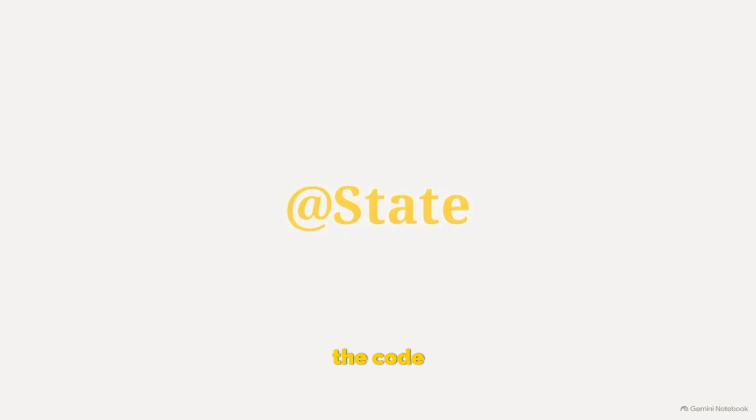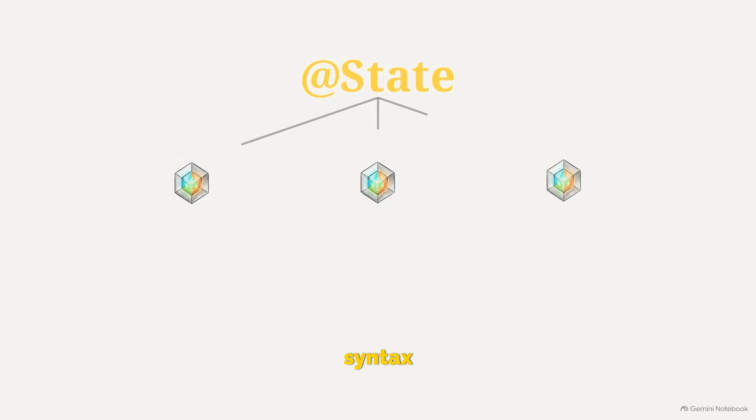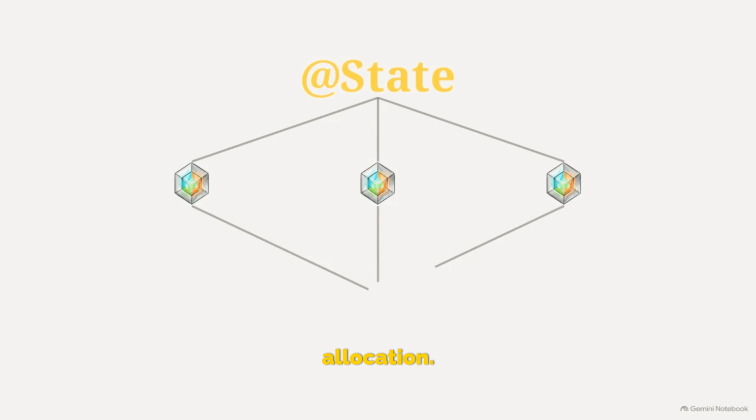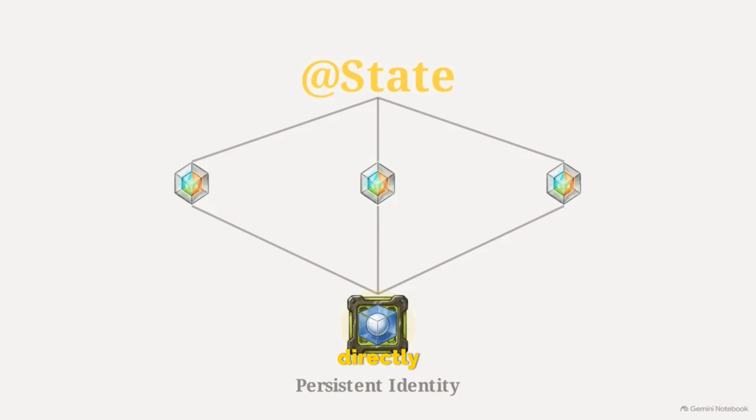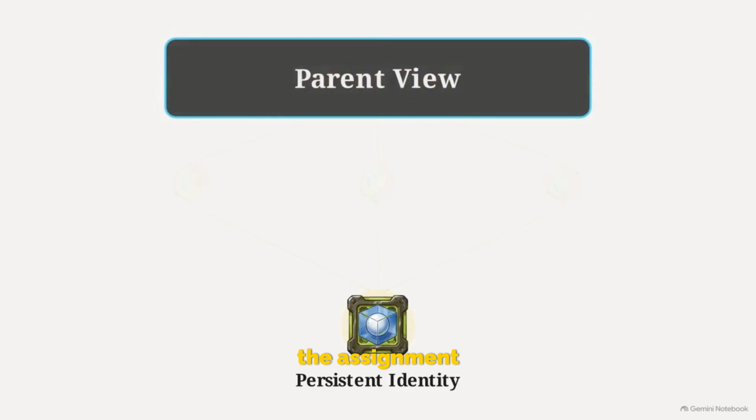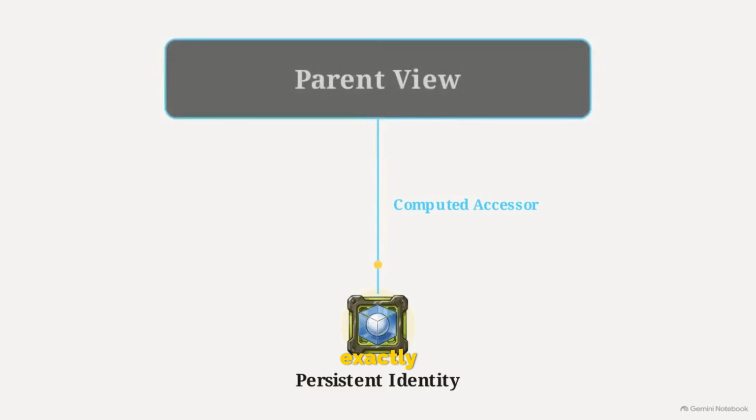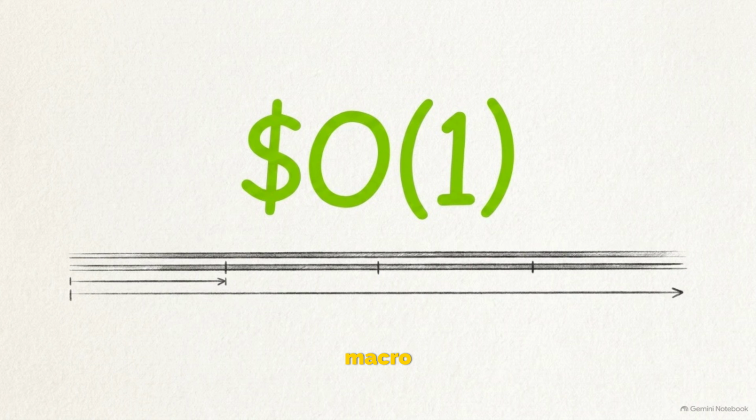At compile time, the code expands into an abstract syntax tree that restructures memory allocation. The compiler synthesizes hidden backing storage tied directly to the view's persistent identity in the render tree. This converts the assignment into a computed accessor. The initializer executes exactly once when the storage is created, regardless of how many times the parent reevaluates the child. Moving to the macro level removes the O(n) initialization cost. Setup code is completely deferred until the view is ready to render.